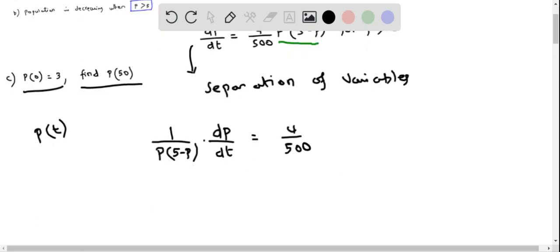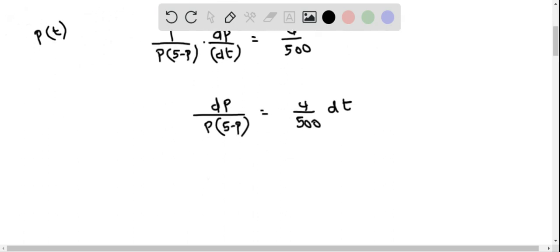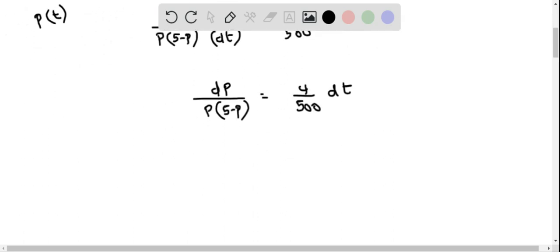Now I multiply both sides by dt, so that on the left side I will be left with dp over p times 5 minus p, and this equals 4 by 500 times dt. Now to solve for p, we integrate both sides because we have separated the variables. On the left side we have the p variables, and on the right side we have the t variables. So let's integrate both sides.